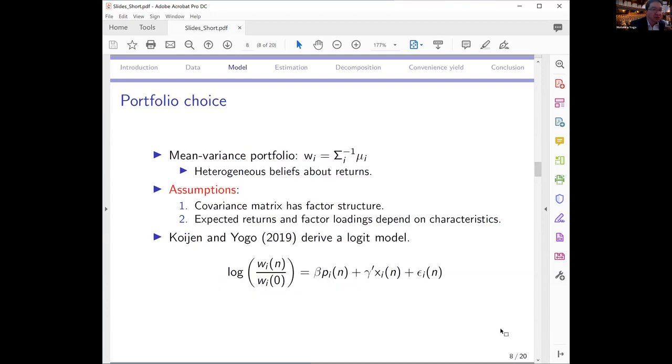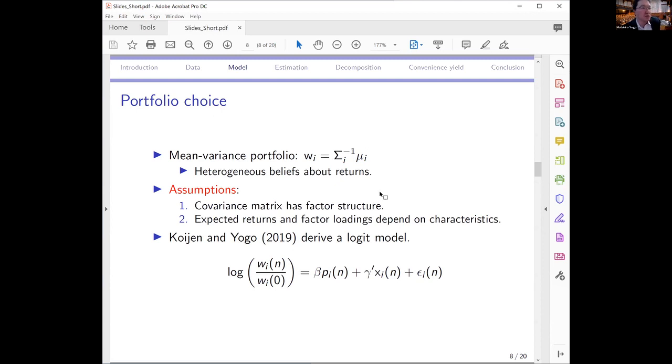So we build on our previous work that was published in 2019 in the JPE, where we started with classic portfolio choice. The vector of portfolio weights is the inverse of the covariance matrix times the vector of expected returns. So these are like the Markowitz mean variance portfolio weights. And now we index both the covariances and expected returns by I to allow for the possibility of heterogeneous beliefs about returns across investors.